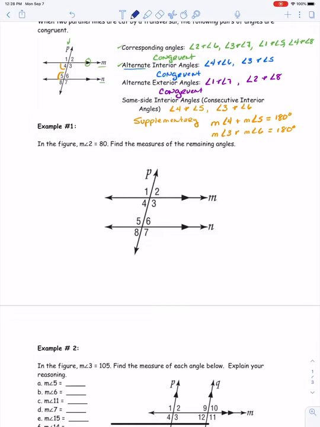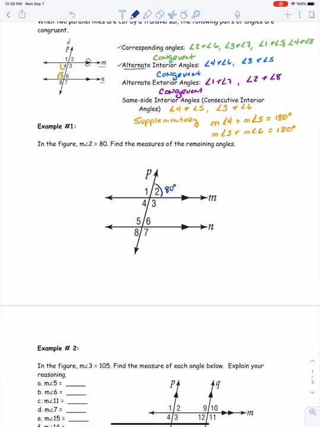Okay? In the figure, we know the measure of angle 2 is 80 degrees. So using that one angle, we can do some magic and we can find all the measures of the other angles by just looking at that one angle. So let's find the measure of the other remaining angles, okay?